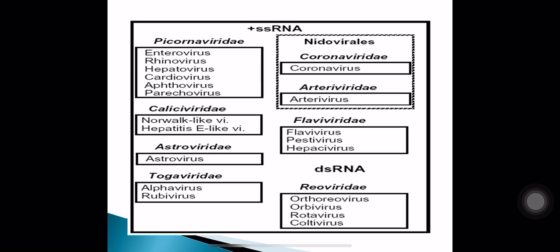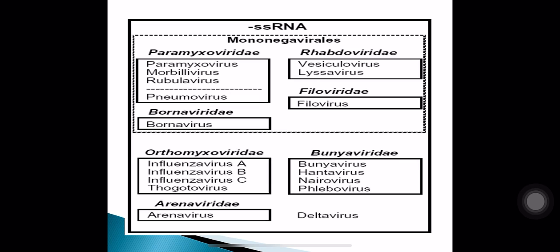Positive sense single stranded RNA viruses include picornaviridae, caliciviridae, astroviridae, togaviridae, etc. And double stranded RNA virus is reovirus. Negative sense single stranded RNA virus include paramyxoviridae, rhabdoviridae, filoviridae, etc.